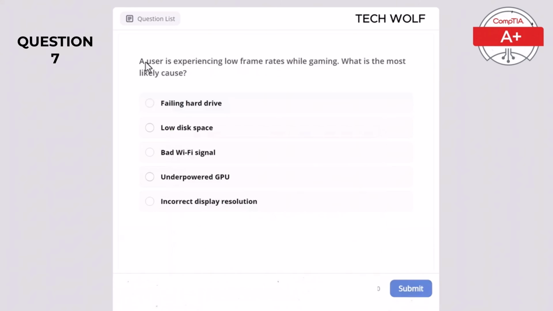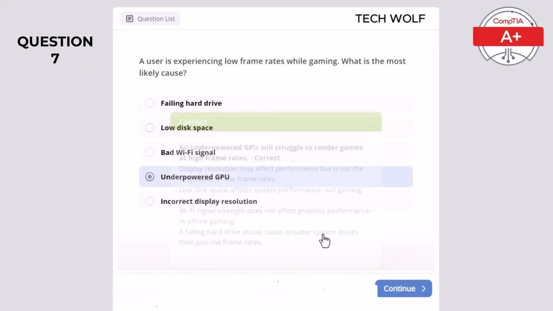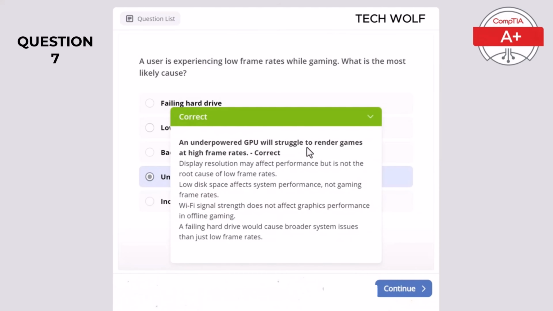Question number 7. A user is experiencing low frame rates while gaming. What is the most likely cause? Failing hard drive, low disk space, bad Wi-Fi signal, underpowered GPU, or incorrect display resolution. And the correct answer here is underpowered GPU. An underpowered GPU will struggle to render games at a high frame rate.